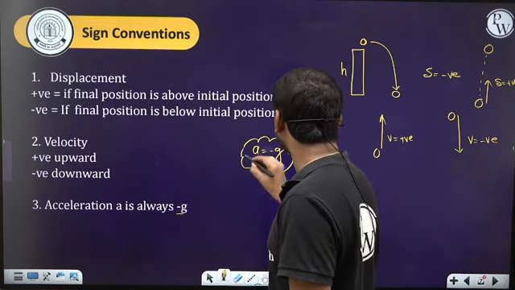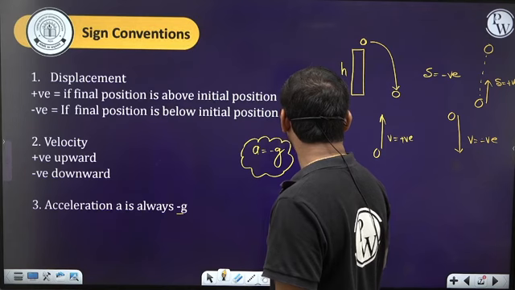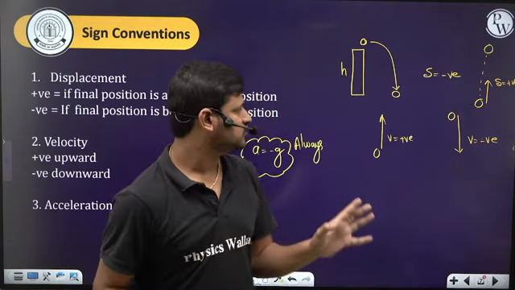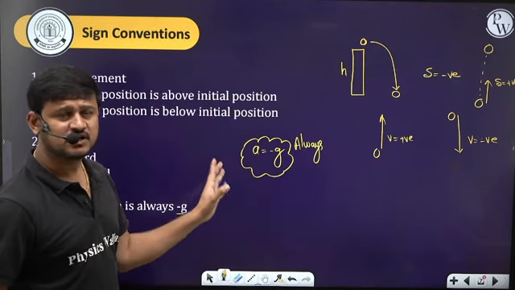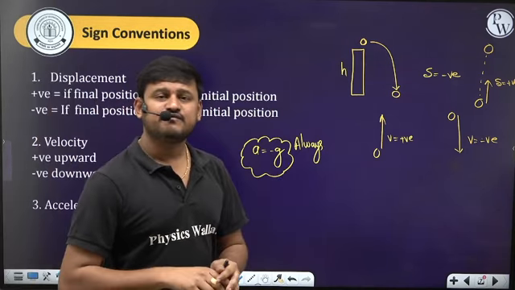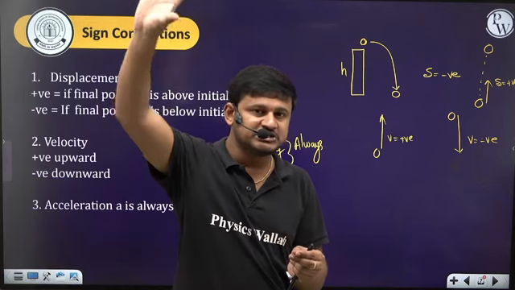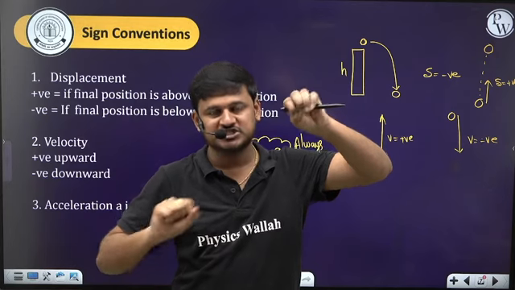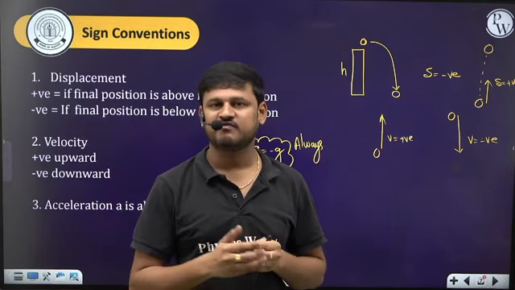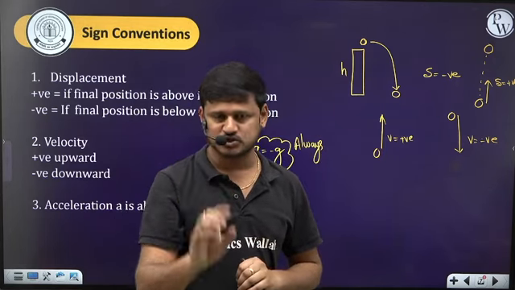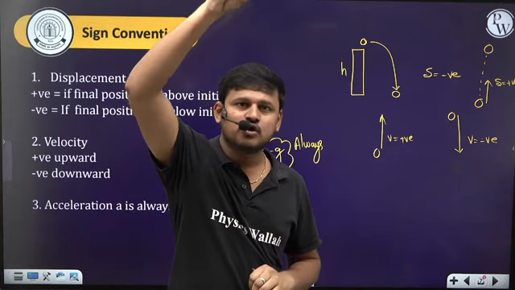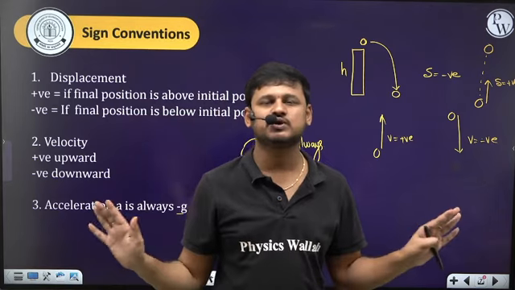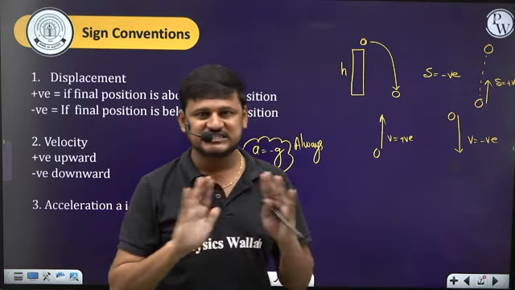So just follow the sign conventions as I am discussing, and in every question you'll get the correct answer. So clear this part first. How should you take displacement? If the final position is above the initial position, displacement is positive. If the final position is below the initial position, then displacement is negative. Velocity: when you throw a body upwards, velocity is positive. When you drop something, or when a body is moving downwards, velocity is negative. And acceleration due to gravity, a is equal to minus g always.